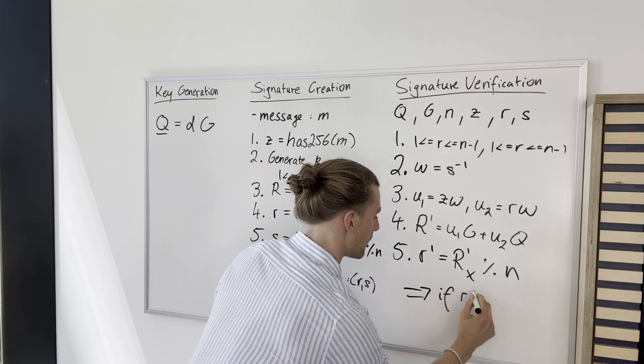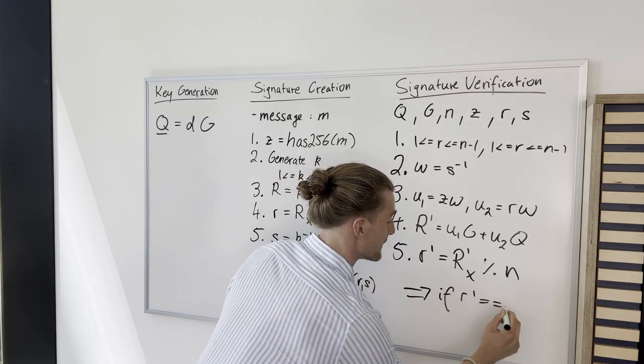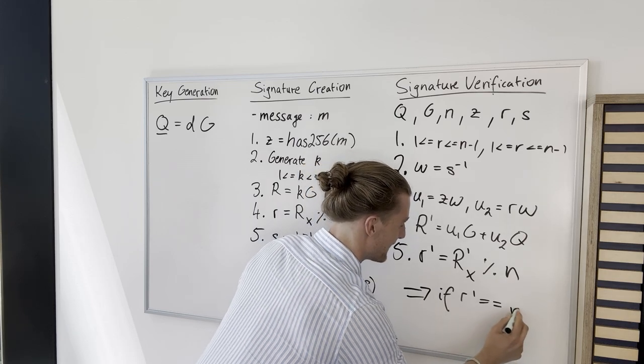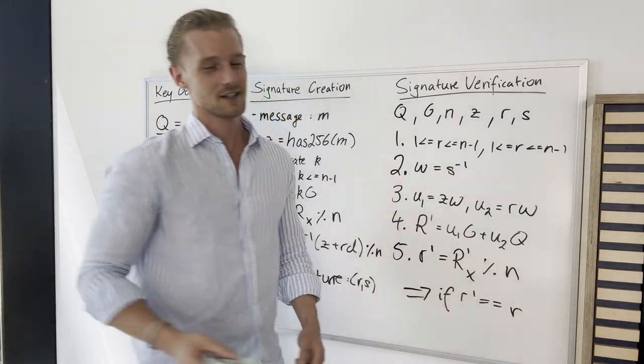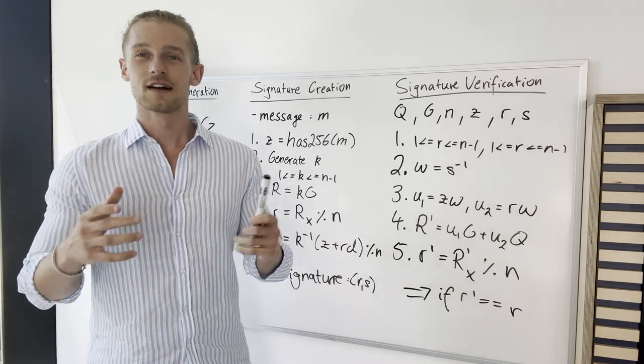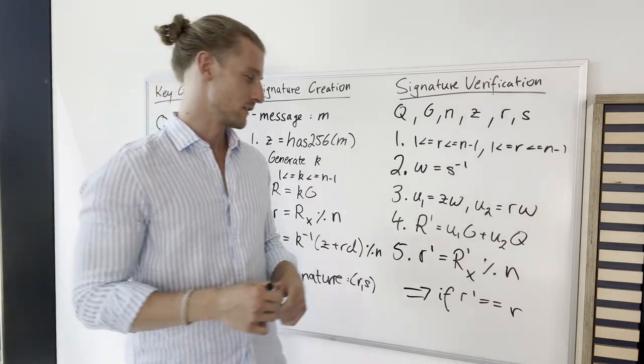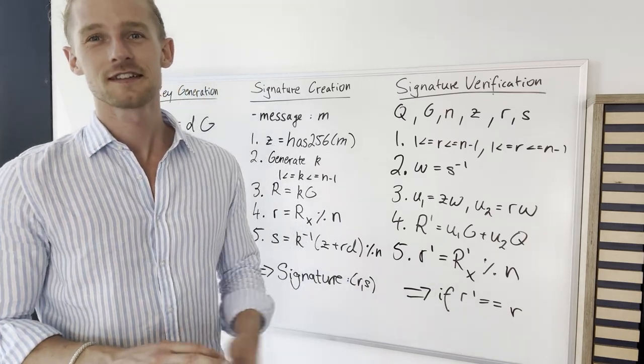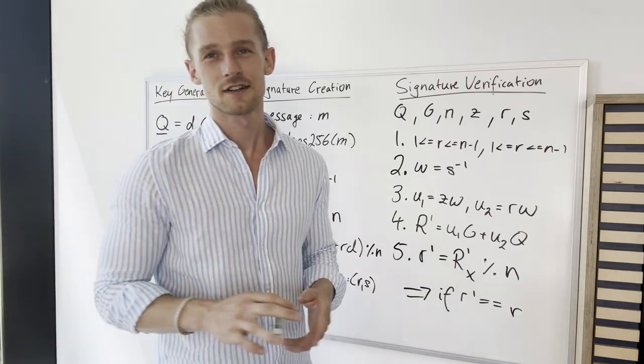So if r apostrophe is equal to r, this is Python code written out, where the double equal just means that two things are equal to each other, then we have a valid signature. If this is not the case, then the signature is not valid.